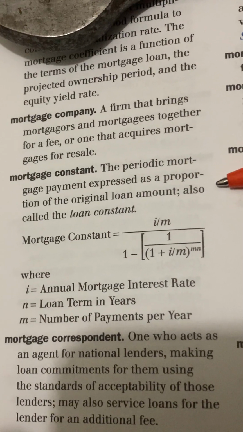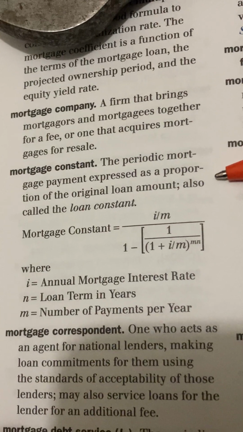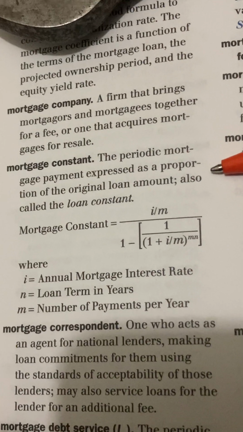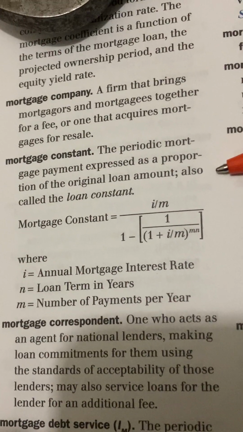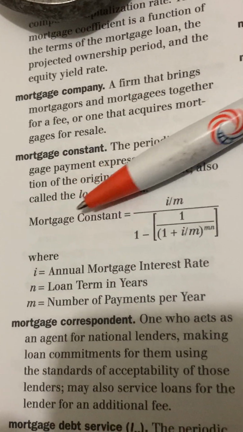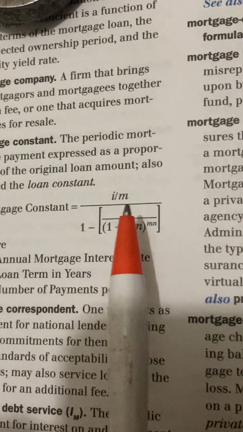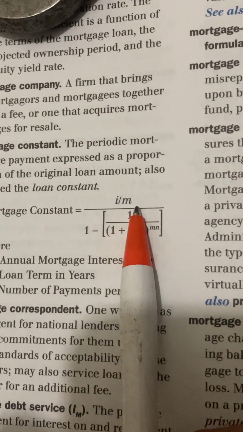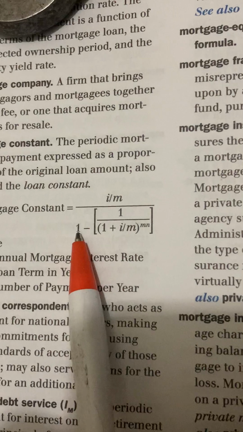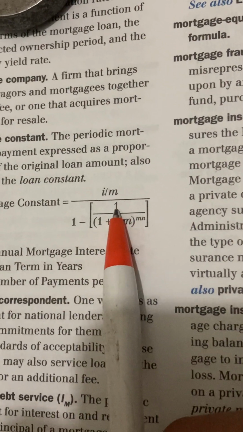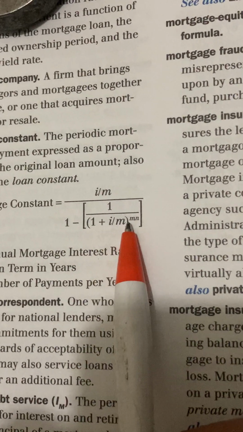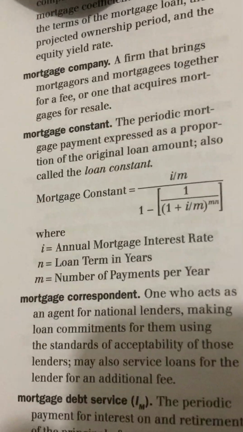Mortgage constant, the periodic mortgage payment expressed as a proportion of the original loan amount, also called the loan constant. The formula is here. Mortgage constant equals I divided by M, divided by whatever 1 minus this comes up with: 1 divided by 1 plus I divided by M, to the power of M times N, I don't know. But that's how you get your mortgage constant.